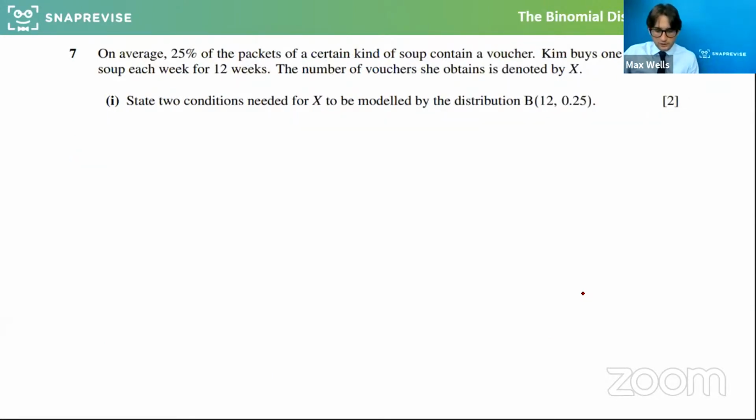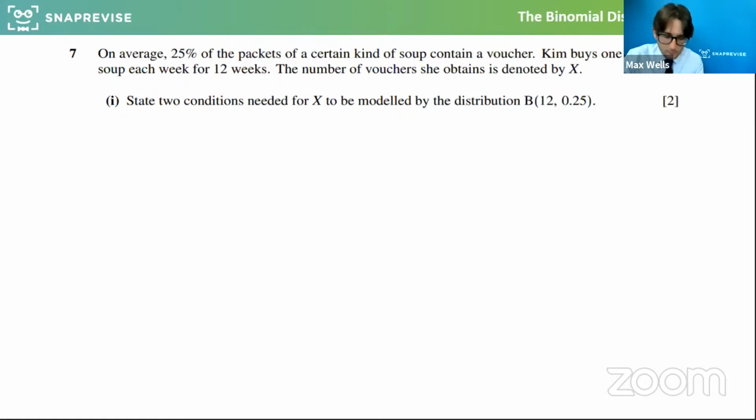So on average, 25% of the packets of a certain kind of soup contain a voucher. Kim buys 1 packet of soup each week for 12 weeks. The number of vouchers she obtained is X. State 2 conditions needed for X to be modeled by a binomial with 12 and 0.25. So what they're saying is the 12 weeks and the chance of a packet having a voucher in it is 25% of the time.